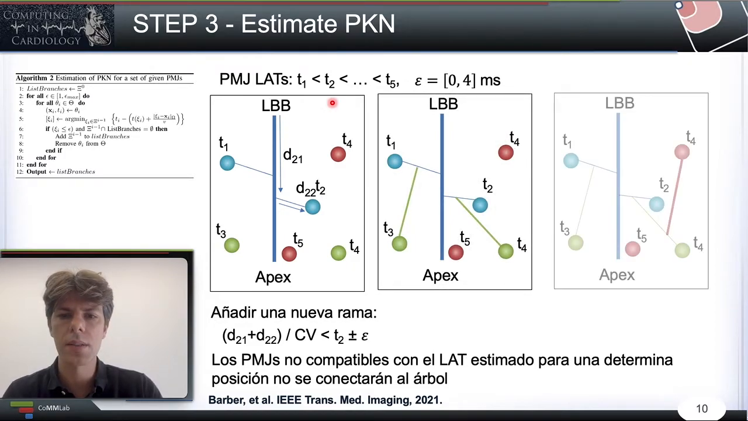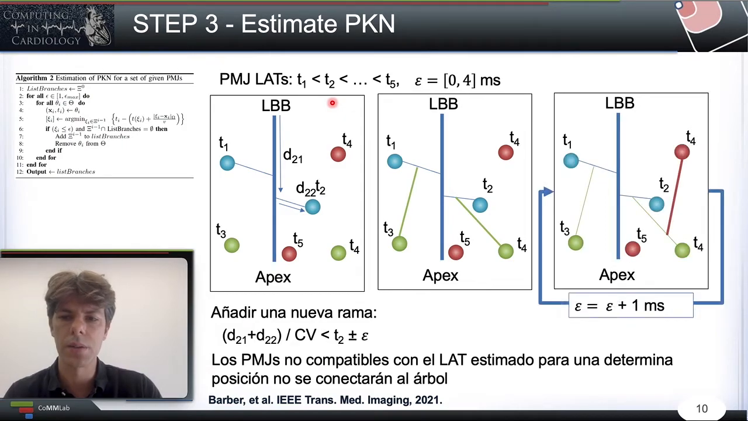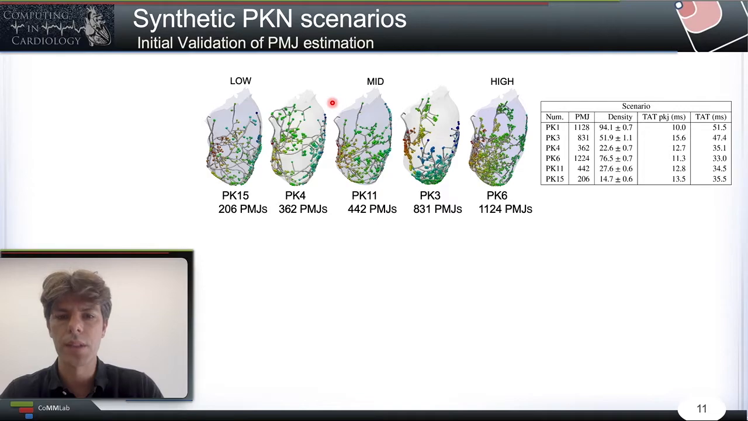So we do this iteratively, increasing the allowed error. At first we only let points connect with 1 millisecond error, and then every time we cannot connect more points, we increase it by 1 millisecond, up to 5 milliseconds maximum, to connect all the points. As a result, we have a Purkinje tree. Now we are going to see how this algorithm works, first with synthetic data.